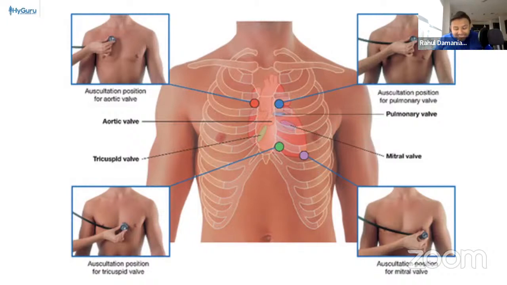So if you have the right second intercostal space at the parasternal border, that's going to be the aortic valve. If you're talking about the left intercostal space at the parasternal border, you are going to be thinking about the pulmonic valve. If you're thinking, for example, of the apex at the mid-clavicular line, you are going to be thinking about the mitral valve.